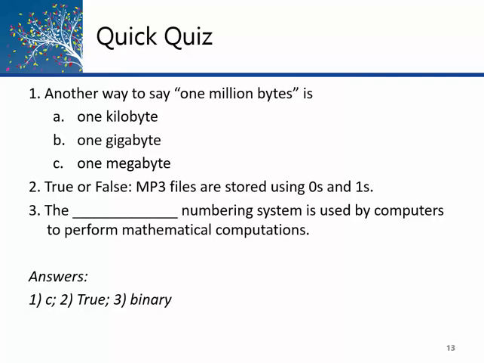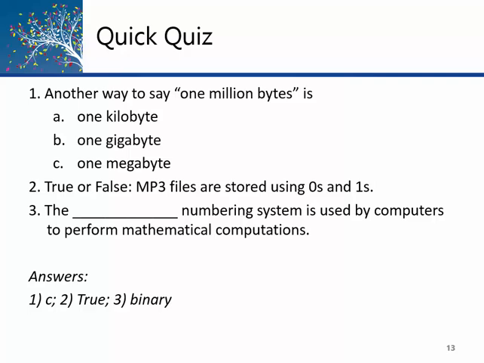So 1 million bytes, what's the prefix for that? Kilobyte, gigabyte, megabyte. And the answer is megabyte, letter C, right? M for mega, T for tera, trillion, M for mega, million, and B for billion, should have been gigabyte, should have been bigabyte.